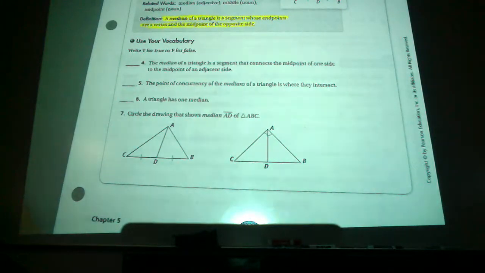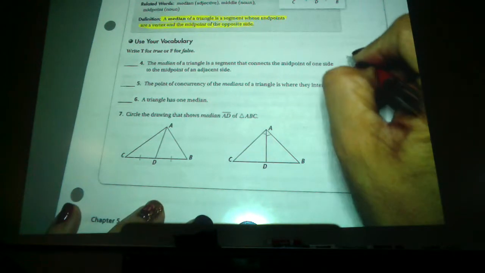So look at 4 through 5. True or false? The median, so think of what the definition of a median is. It has 2 parts to it. It must come from the vertex of a triangle, and it must hit the opposite side's midpoint, or bisect the opposite side. So it says the median of a triangle is a segment that connects the midpoint of one side to the midpoint of an adjacent side.